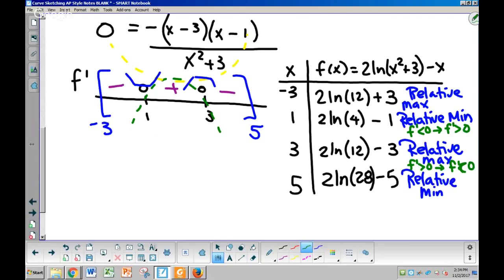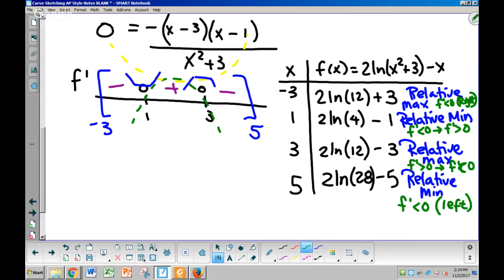Okay, so now, how did I know that I had a relative max at negative 3? The derivative to the right of it was negative. So we can say f prime less than 0, and I usually put to the right because it's on the right side of it, right? What about, how did we know that we had a relative min at 5? F prime was less than 0 on the left at that point.